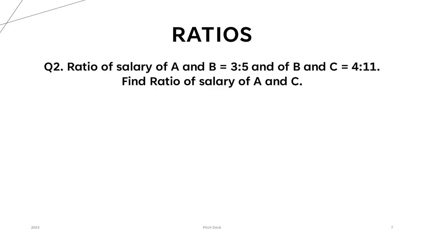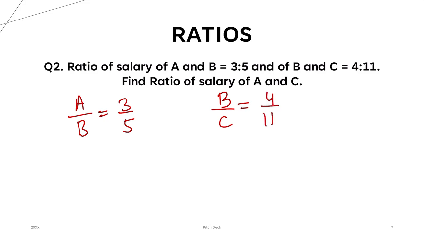Now this is another thing. Ratio of salary of A and B is 3 by 5. Ratio of salary of B by C is 4 by 11. What is the ratio of salary of A by C? So, if A by B is given and B by C is given, now they are asking you A by C.